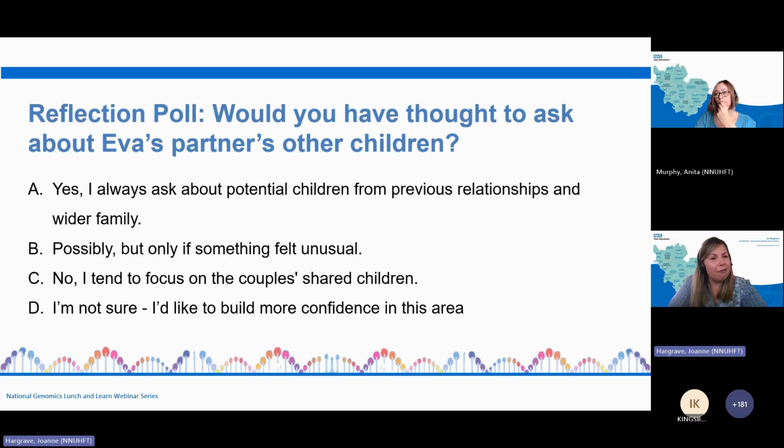So this is just a reflective poll that we're asking. It's just whether you would have thought about asking about Eva's partner's other children. Because when I look back, I'm not sure I would have when I was newly qualified, because there's a lot of questions that you're asking. So it would just be nice to have that reflection on what your thoughts are.